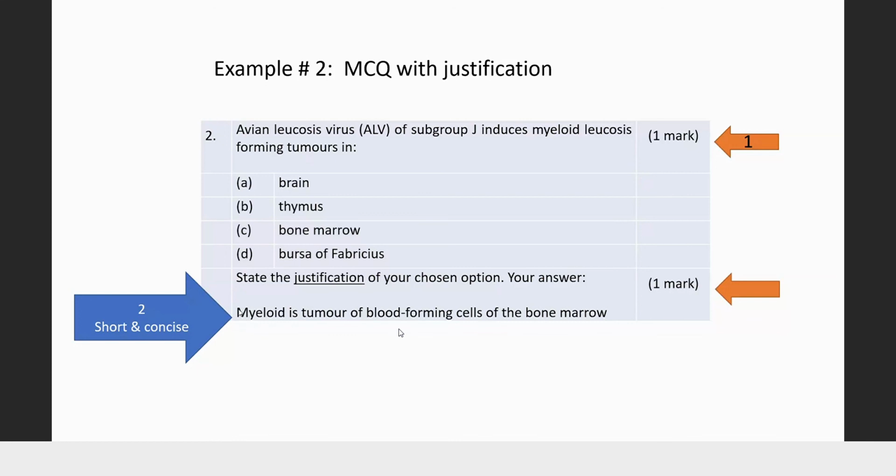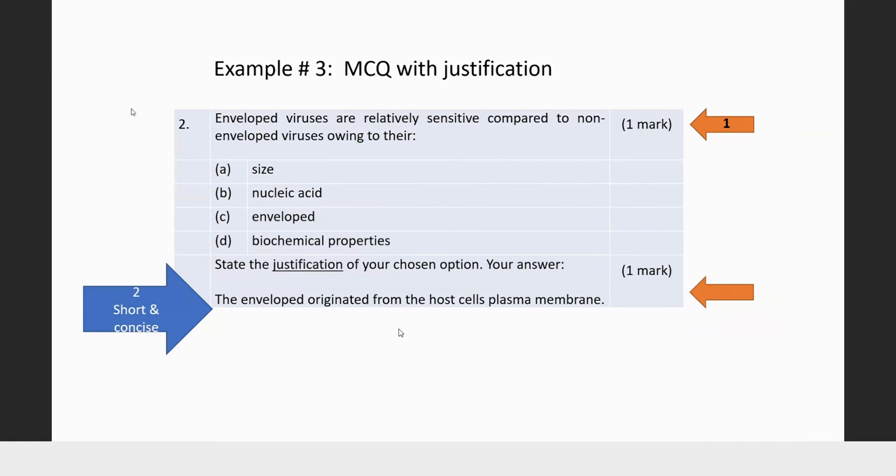For example, the answer will be something like myeloid. Why did you choose bone marrow? Because myeloid is a tumor of blood forming cells of the bone marrow. Okay, yeah. And the third example here: enveloped viruses are relatively sensitive compared to non-enveloped viruses owing to their... The answer is C, because of their envelope. Why did you choose envelope? This is the expected answer I expect from you: the envelope originated from the host plasma membrane.